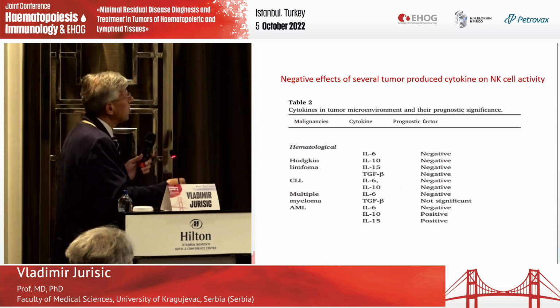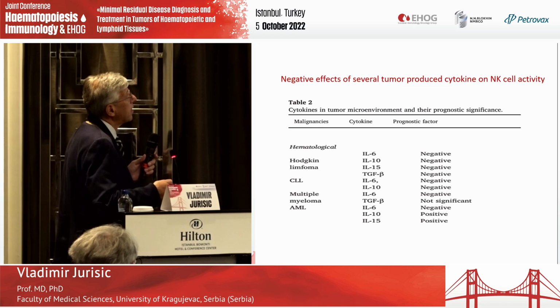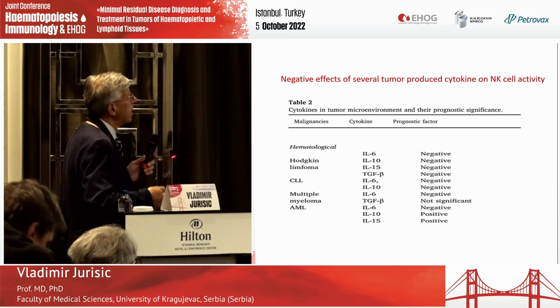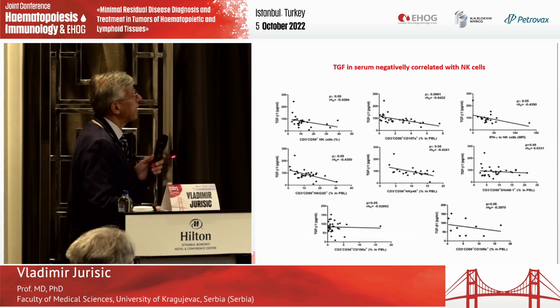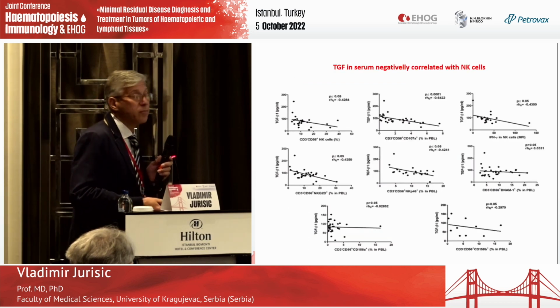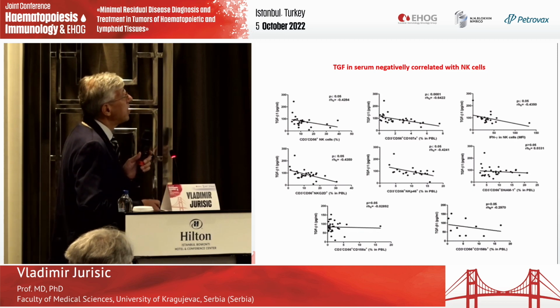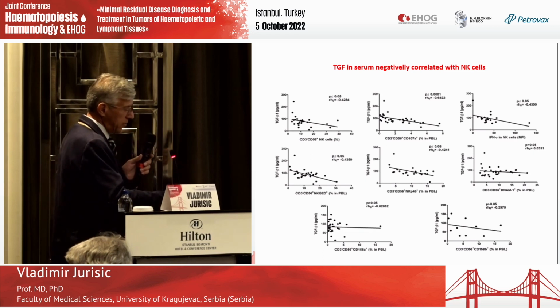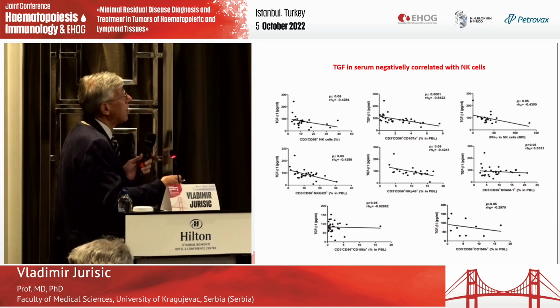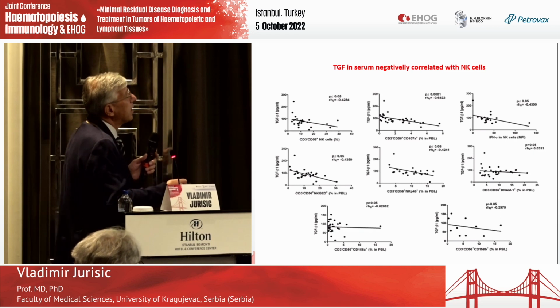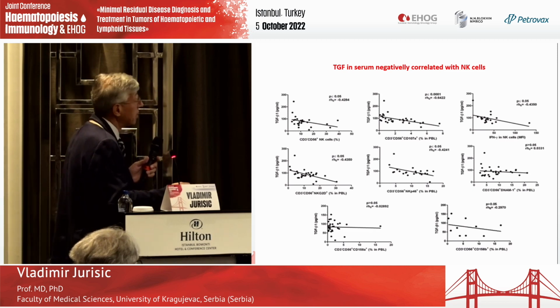So when we classify disorders in hematology, we have data that Hodgkin lymphoma mostly has a negative effect associated with IL-6, IL-10, and TGF-beta. In multiple myeloma, TGF is not confirmed. In AML, there are different effects, positive or negative. We also correlated the level of TGF-beta in comparison to different activation and inhibitory effects of NK cells, and we reported a very good correlation between TGF-beta and the absolute number of NK cells and interferon gamma. This is an absolutely opposite effect. With increased interferon gamma, we have a negative correlation. So increased TGF is associated with decreased interferon.